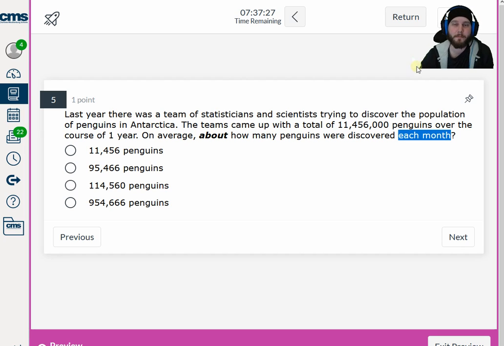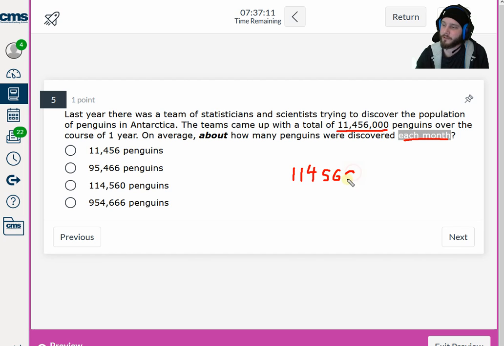Well, there are 12 months in a year, so it's safe to say that we are going to be dividing the total number of penguins by however many months there are in a year, which is 12. So we are doing 11,456,000 divided by 12 months in a year. Now this looks scary, but it really isn't. There isn't that much going on.